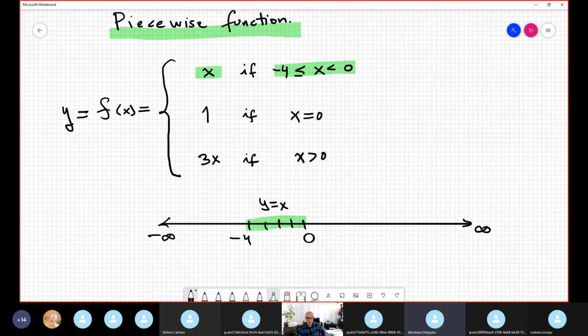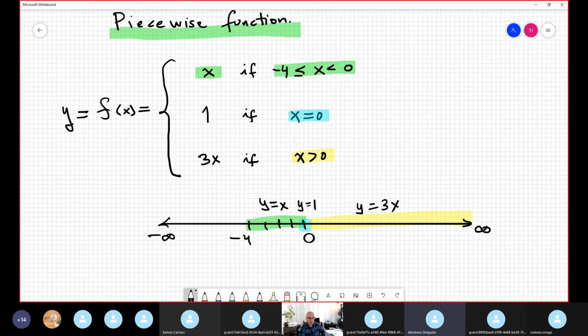Specifically, at 0 is 1 point, is 1. Here, at 0, y is equal to 1. And after 0, positive numbers, in that part the expression is different, y equals 3x. Okay, this is the interpretation of this.